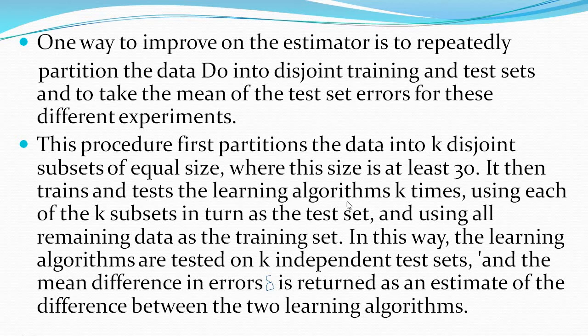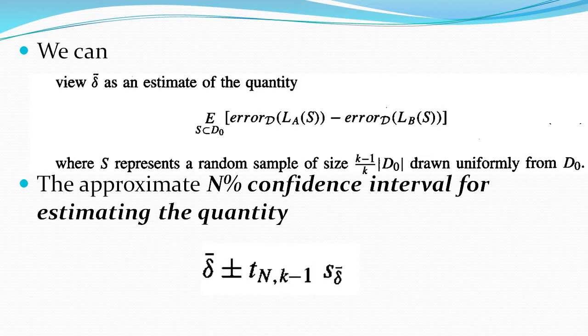It then trains and tests the learning algorithms k times. For every test we did the training and also tested, using each of the k subsets in turn as the test set and using all the remaining data as the training set. In this way the learning algorithms are tested on k independent test sets. The mean difference we are finding is represented with delta. That is used as an estimate of the difference between the two learning algorithms.